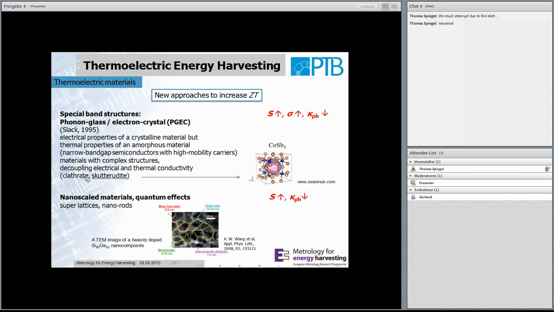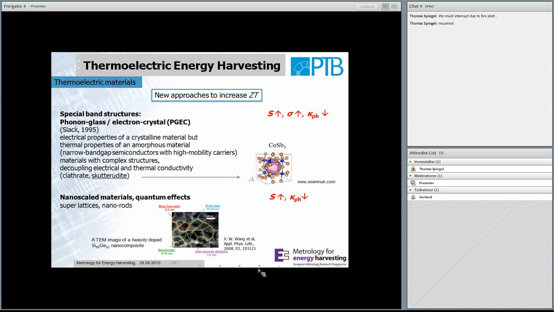As examples, clathrates and skutterudites are known, and for instance, this is a typical skutterudite structure. That is a body-centered structure with these formula units of cobalt antimonide at the 8 corners of this lattice. This material has a high power factor. That means it has a high Seebeck coefficient and a high electrical conductivity, but also a relatively high thermal conductivity, and therefore this pure cobalt antimonide is not suitable as thermoelectric material. But if you insert such heavy elements in the voids of the lattice, then the phonon scattering is disturbed and the thermal conductivity can be reduced. So this is in principle one way.